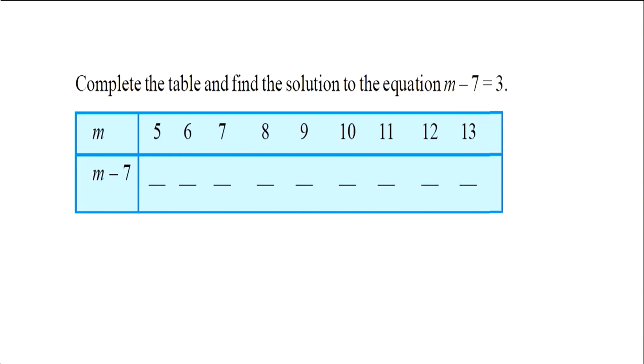The second question is to complete the table and find the solution to the equation m minus 7 is equal to 3. Here you have to substitute the value of m in the given equation and check for which value the equation becomes satisfied. I hope you are all going to solve this problem.